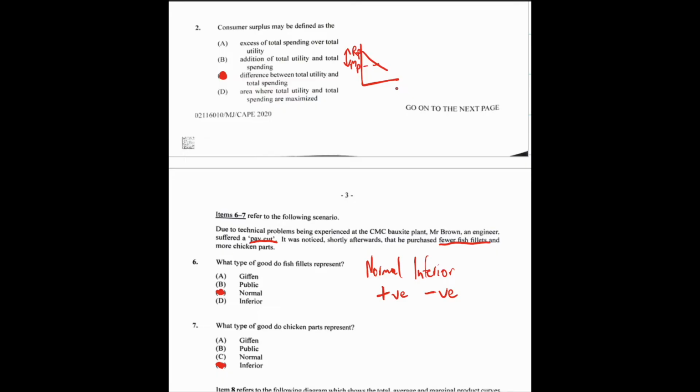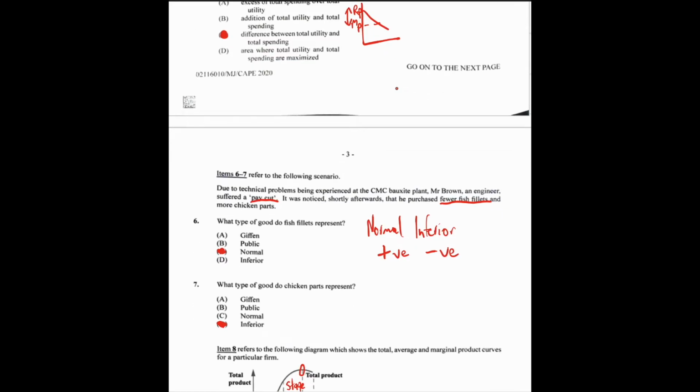So this is really testing our knowledge of the types of goods, right? What we know about normal goods is that they have a positive or direct relationship between consumers' income and quantity demanded. So we see that Mr. Brown received a pay cut, that's a decrease in income, and likewise there was a decrease in the amount of fish fillets consumed. So that direct relationship, as one goes down the other goes down, indicates that fish fillets is a normal good.